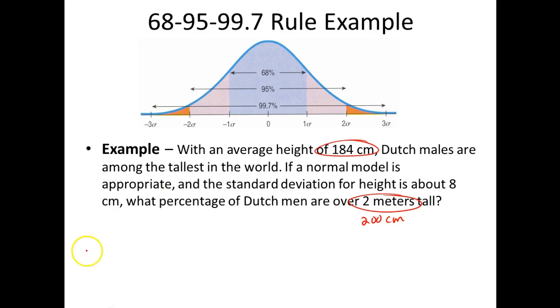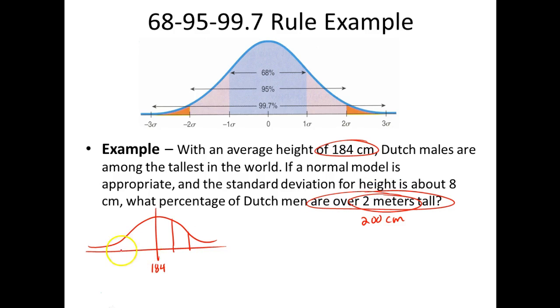Usually when I have kids do questions like this, I encourage them to draw their own bell-shaped curve. The mean should go in the center where the 0 would normally be, and then let's actually find the values for 1 and 2 standard deviations. They're asking for over 2 meters tall, so I'm not going to worry about going below. So one standard deviation above the mean would be 184 plus 8. So hopefully you know that that would be 192. And then if we go 2 standard deviations above the mean, we'd add another 8 onto that and we'd get 200. So that means the 200 centimeter tall person is 2 standard deviations above the mean.